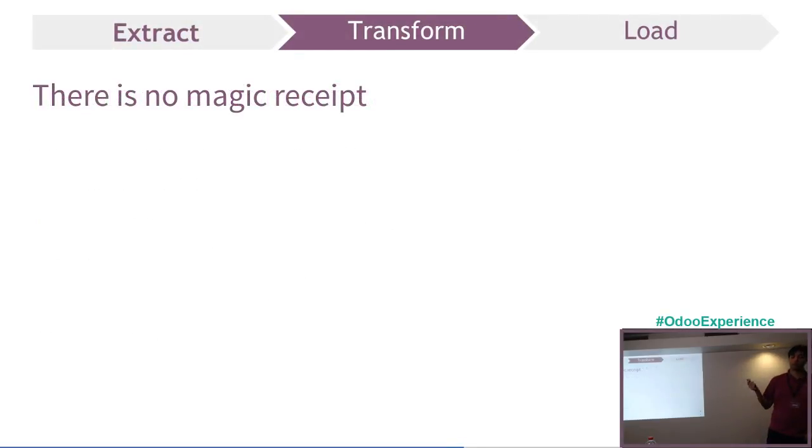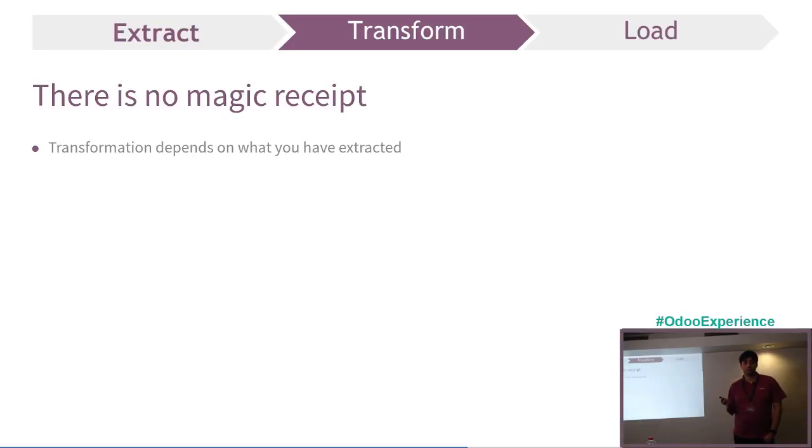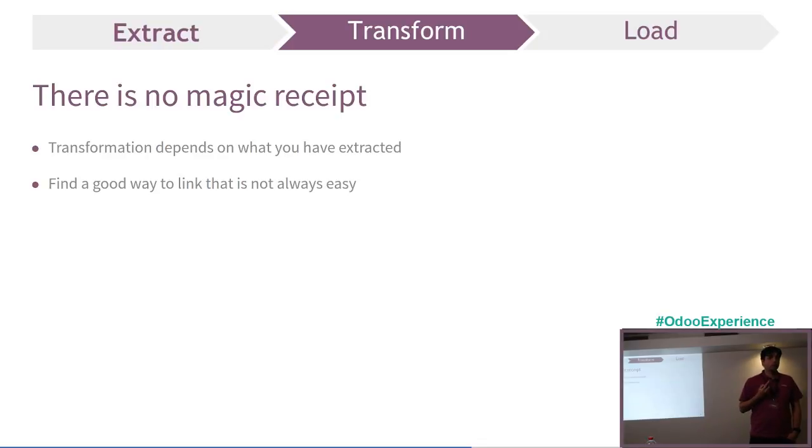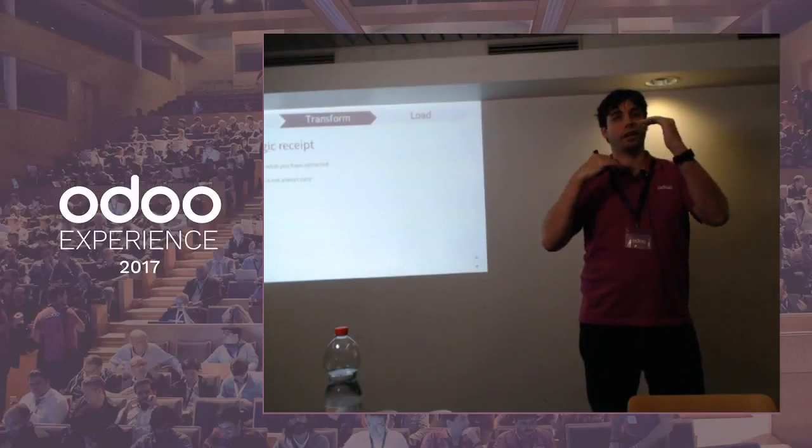So finally, to transformation, well, there is no magic recipe, because transformation depends on what you get to extract at the extraction step. Finding a good way to link data and to generate XML ID is not always easy. I had an example where the journal, the account move, actually was not a one-to-one mapping in the old system. So we had to find a way to group the journal items together to generate an account move.